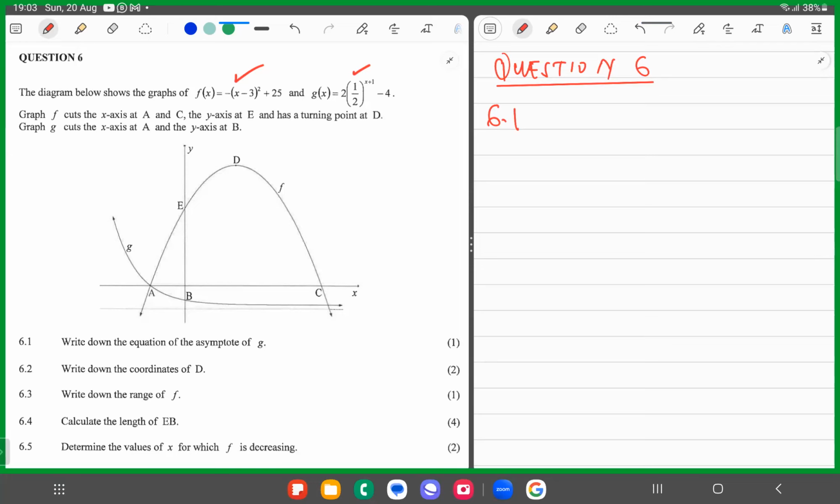Shows the graphs of f and g. Now, graph f cuts the x-axis at a. Moreover, in C, f cuts at a and also at c. Here's the graph f. It's a parabola graph. So it cuts the x-axis at 2 points. Note the 2 points.